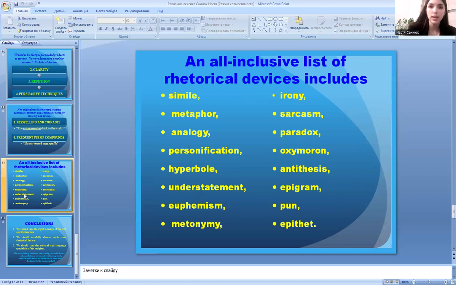Rhetorical devices. The advertising style is full of rhetorical devices, or traditionally figures of speech. Rhetorical devices catch our attention and force themselves into our memory. On this slide, we offer you an all-inclusive list of rhetorical devices, which stresses the unique sales proposition of the advertised product.